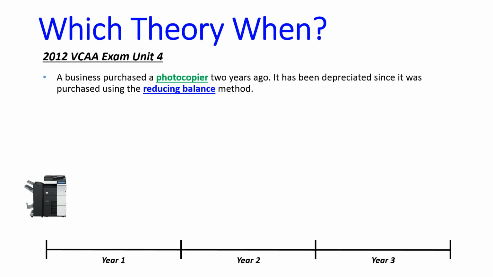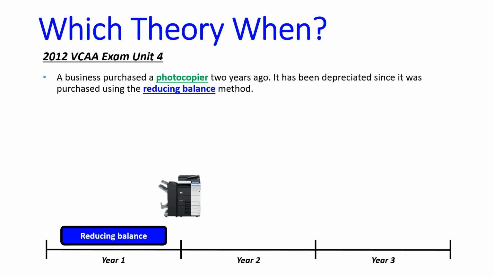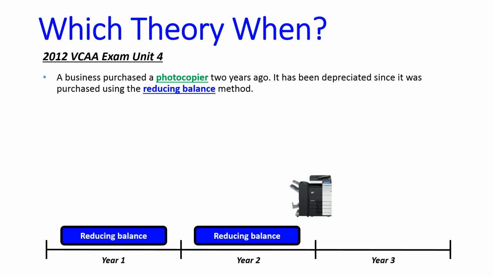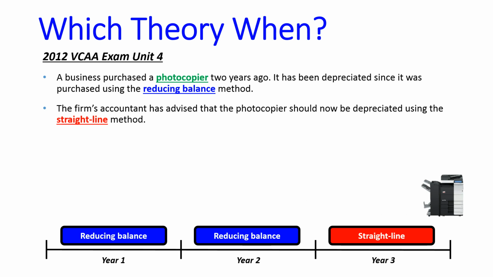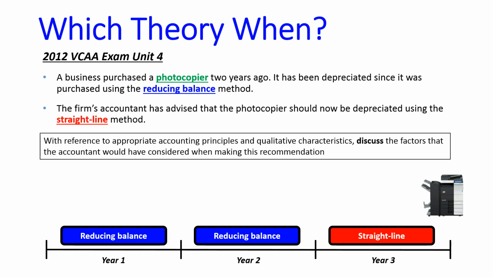Looking at a specific question, this is from 2012. A business bought a photocopier 2 years ago, and here's what happened. In the first 2 years, they depreciated it using reducing balance. And then they got a note from their accountant which said, in the third year, can you start depreciating it using straight line? And the question you were asked was, it was discussed, so a big one. Do you agree with this recommendation?